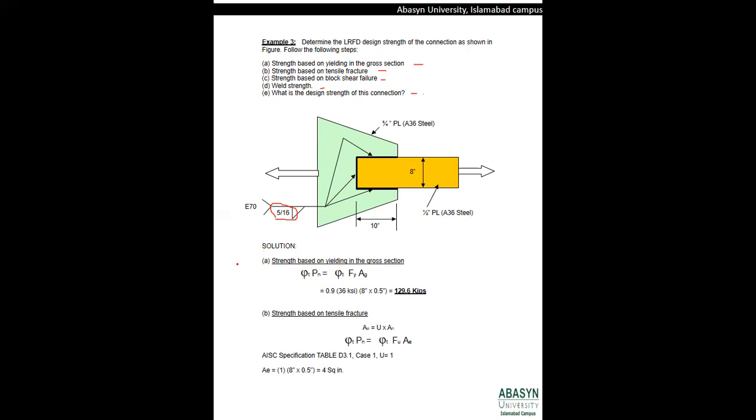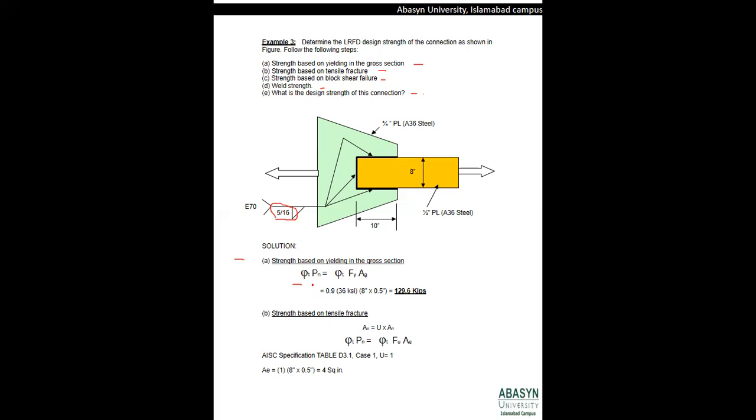So, for the solutions for the first part, which is basically the yielding of the cross section, we will use the same formula for yielding that we have used for the tension members, because the load applied here is in the tensile direction to the member. It is basically pulling the member outward. So the formulas used for the tension members will be used here.